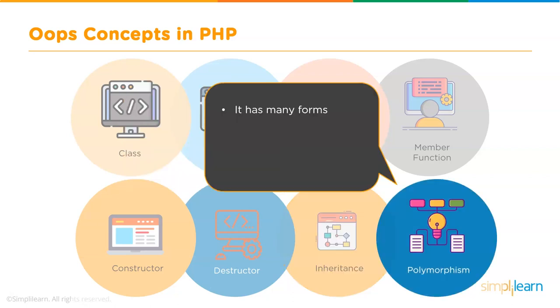Yes, so is cherry a fruit or a berry? A cherry is a fruit and the color of the fruit is red. And now we will talk about the last concept, that is polymorphism.